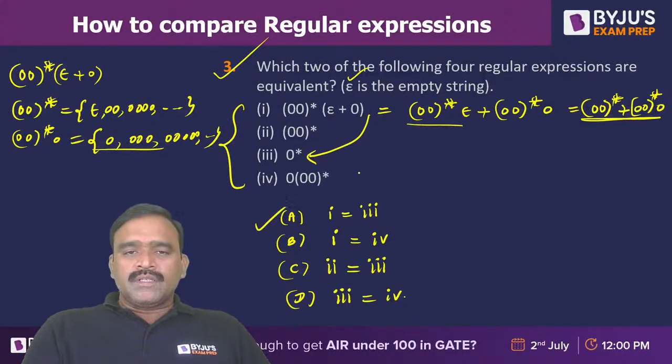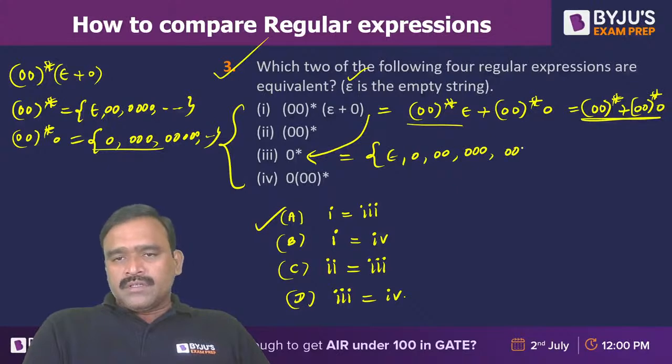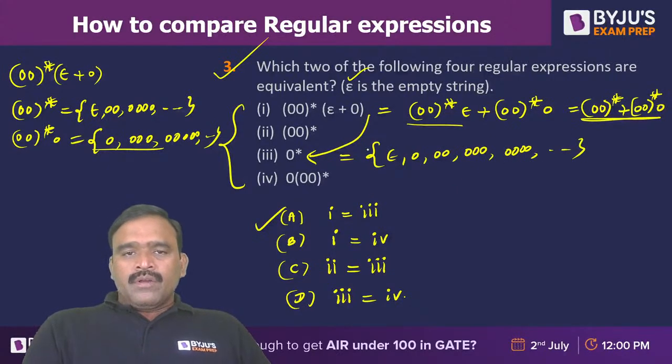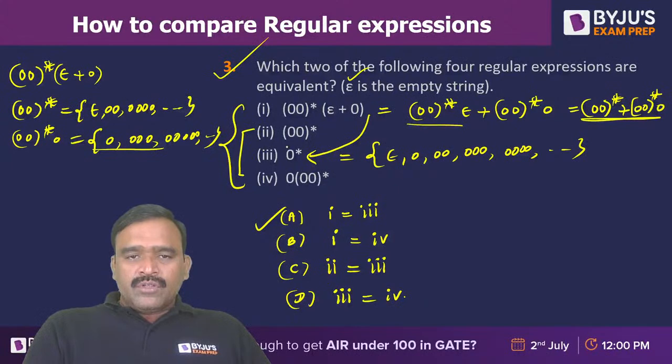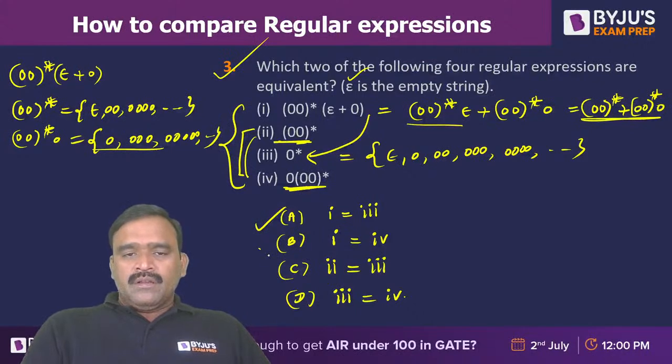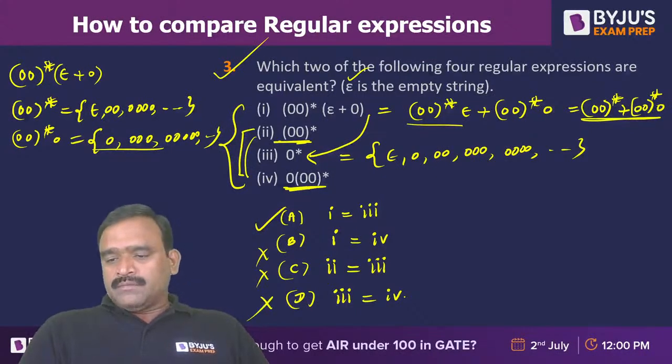So option A is the right option, because in 0*, epsilon, single zero, double zero, both even zeros and odd zeros are possible. But if you take the second one and the fourth one, the second one is only even zeros, the fourth one only odd zeros. So they are disjoint. So the remaining equations are not correct.